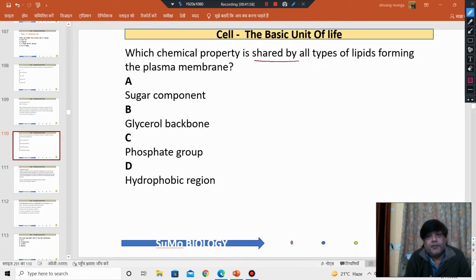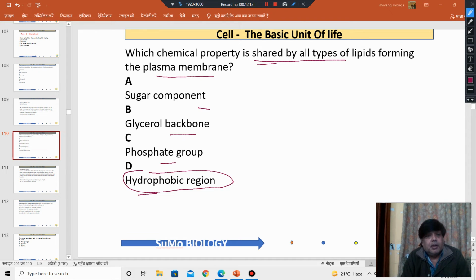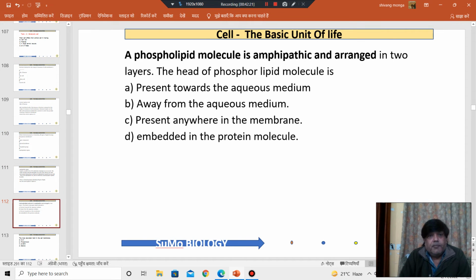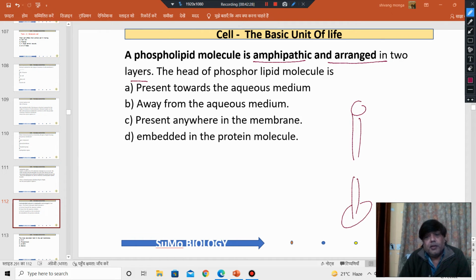Which chemical property is shared by all types of lipid forming the plasma membrane? Sugar component, glycerol, phosphate, hydrophobic region. All types of lipid that form the plasma membrane contain a hydrophilic head and a hydrophobic region. Presence of a hydrophobic region is the characteristic feature. A phospholipid molecule is amphipathic and arranged in two layers. फास्फोलिपिड दो लेयर में अरेंज है. एम्फीपैथिक है कि उसमें हाइड्रोफिलिक हेड भी है, हाइड्रोफोबिक टेल भी है.